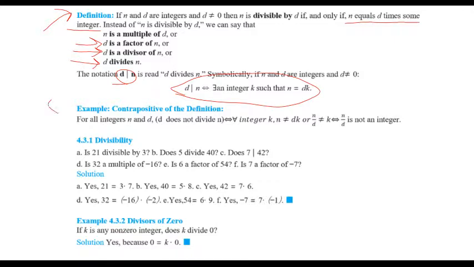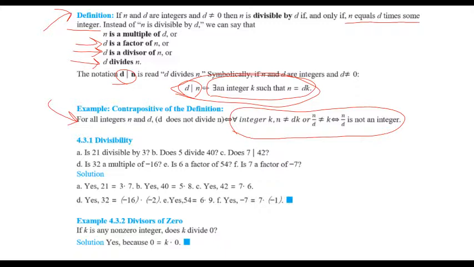We say for all integers n and d, if d does not divide n, then... So if the first part is false, then the second part becomes false, and vice versa. So here is the negation of the second part. The second part in the definition is an existential statement, right? It says there exists some integer k such that n is equal to dk.